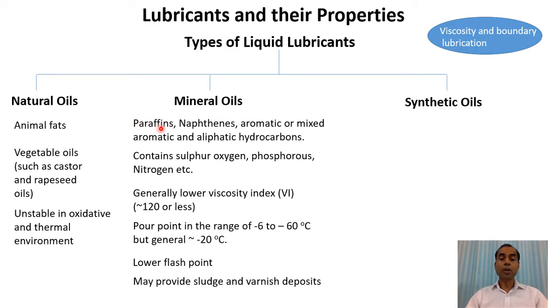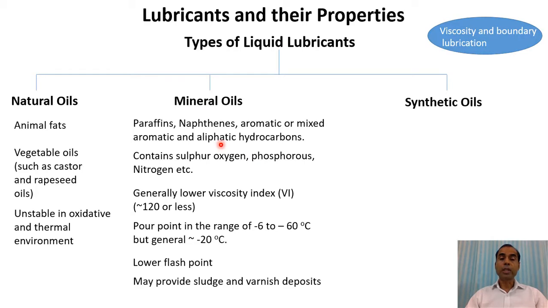The important mineral oils contain these molecules: paraffins, naphthenes, aromatic or mixed aromatic and aliphatic hydrocarbons. So we can say that all mineral oils are basically hydrocarbons, because petroleum gives us hydrocarbons of various molecular weights. During the fractionation of the petroleum, we obtain materials, fuel and oils of different molecular weight and different viscosity. The ones which have higher viscosity tend to have lubricating properties, and they are used as oils.